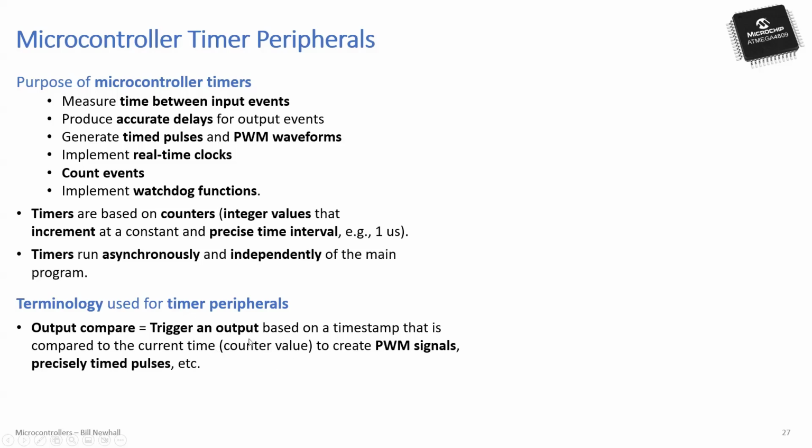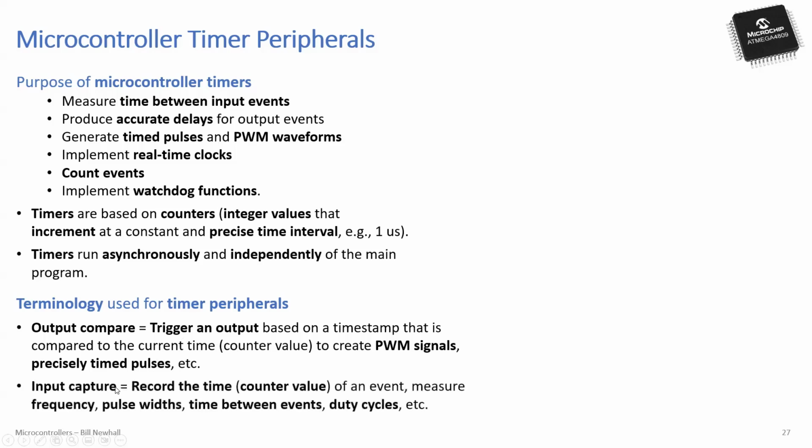So you can trigger an output to do things like create pulse width modulated signals. You can create precisely timed pulses. You can trigger events using the timers. And that's called output compare when you're comparing a timestamp against the timer, the counter, and you're having an output triggered on that.